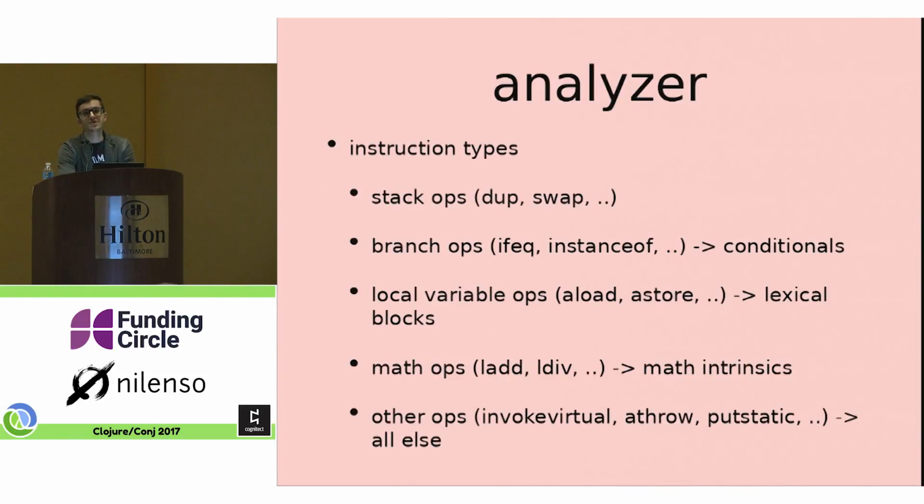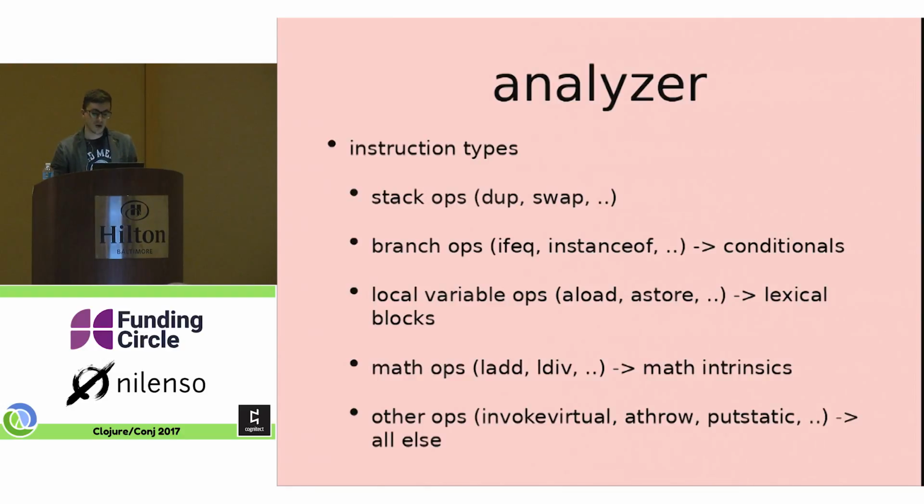And so this processing of instructions is a bit different in the case of different instruction types. For stack operations like swap or dup, we execute them as if it was a real virtual machine. So we take the value that's on the top of the stack and we just replace it. For branch operations like instanceof or ifeq, we know that this means that we're at the starting point of a conditional expression in Clojure, like an if or a case statement. So that's going to help us know that we're going to have to produce an AST node representing that.